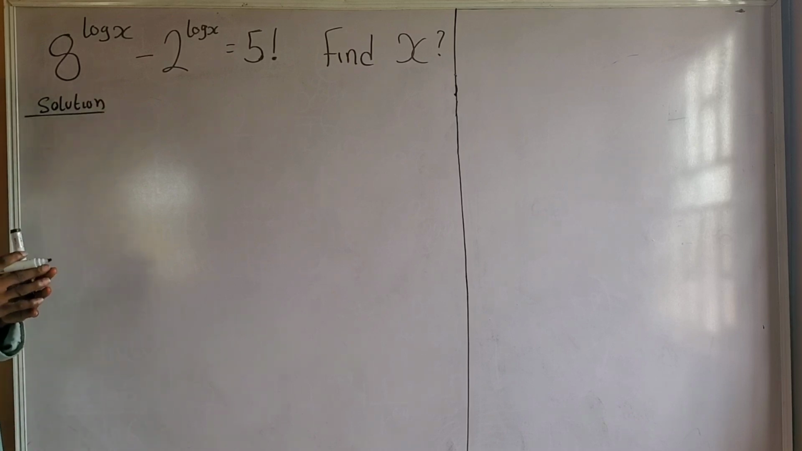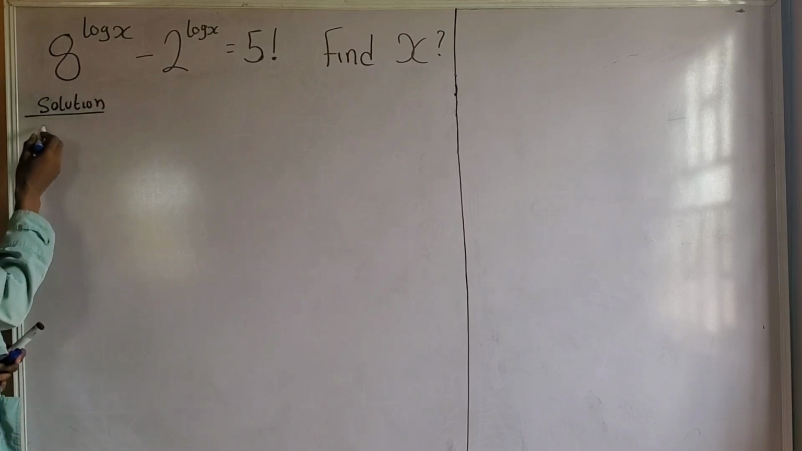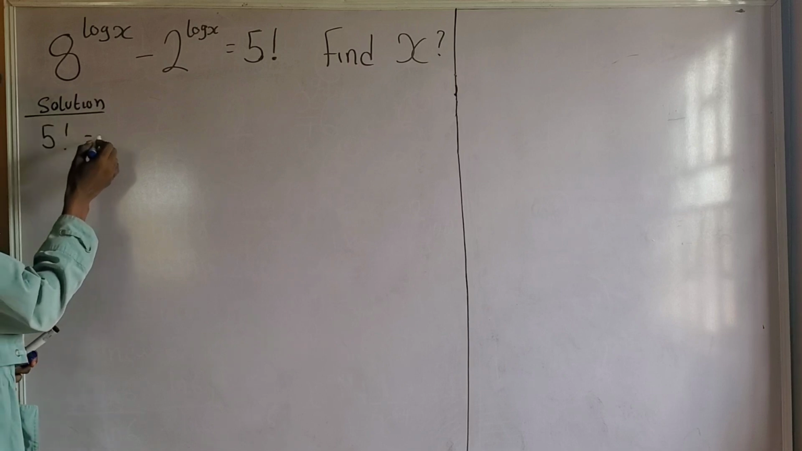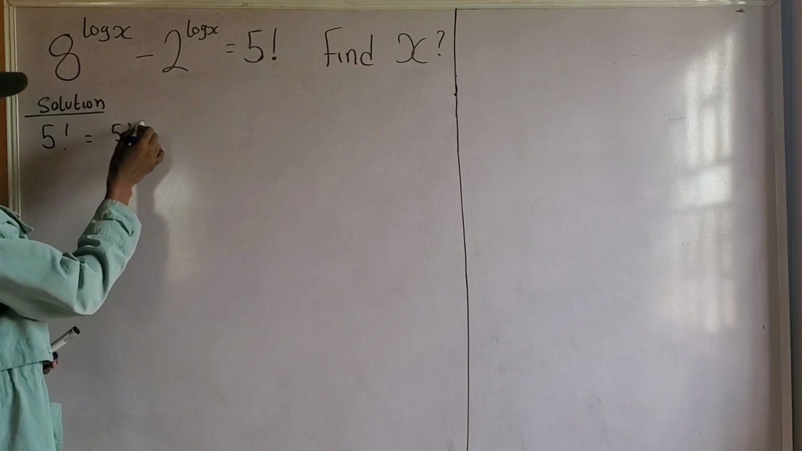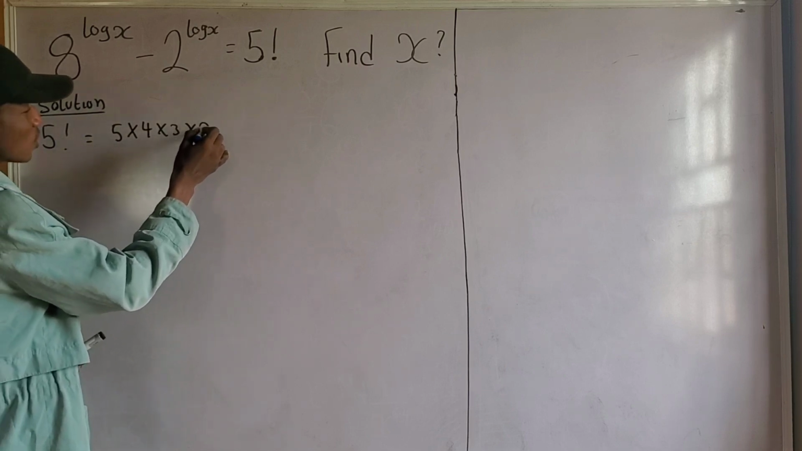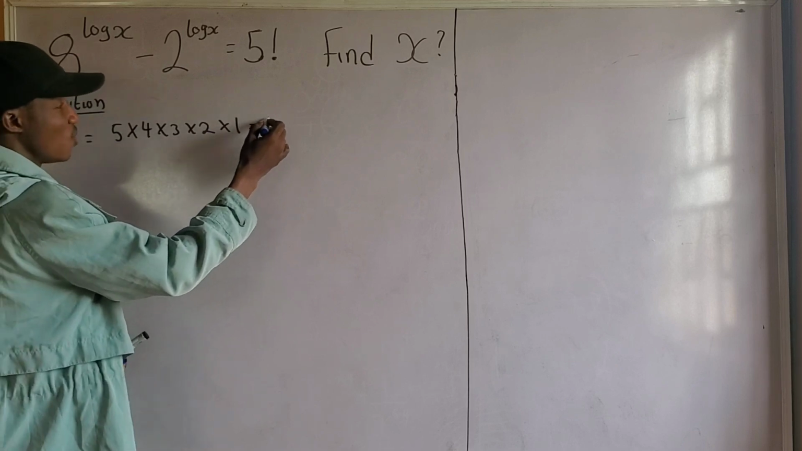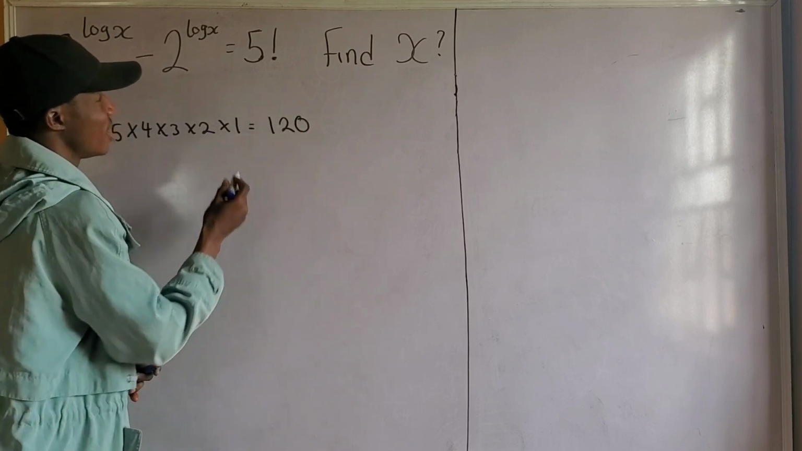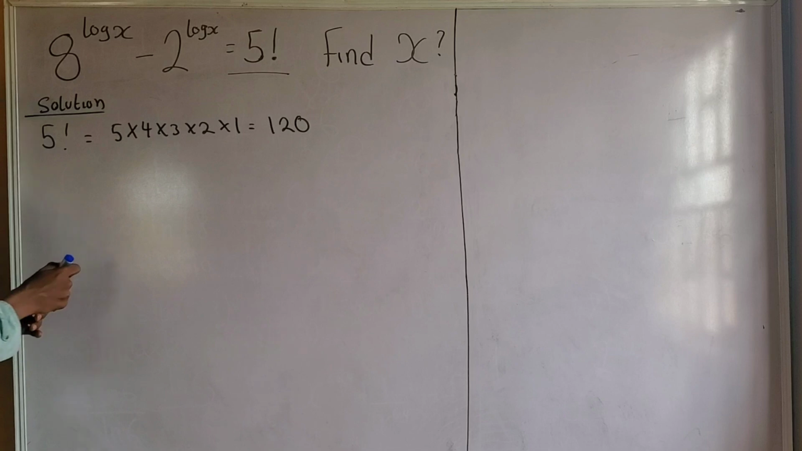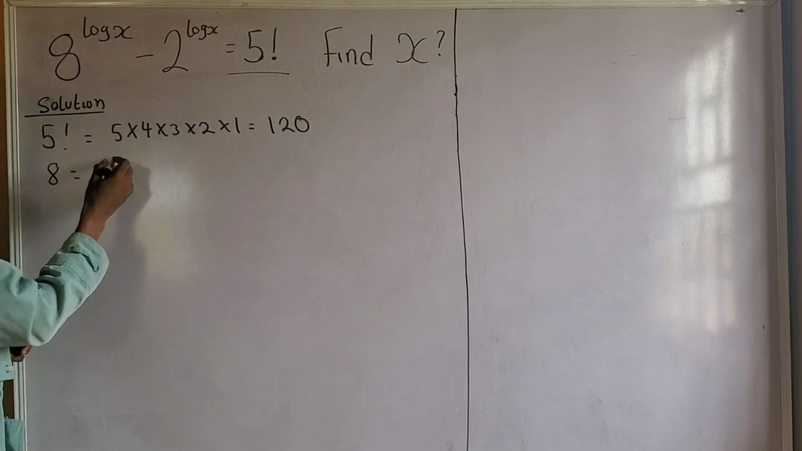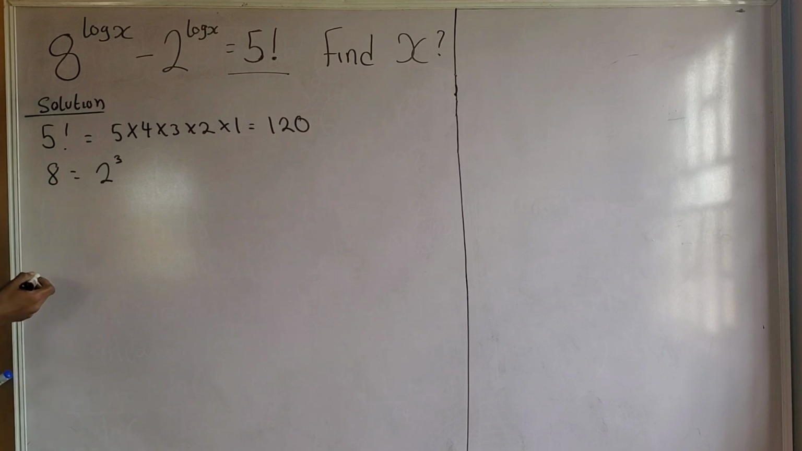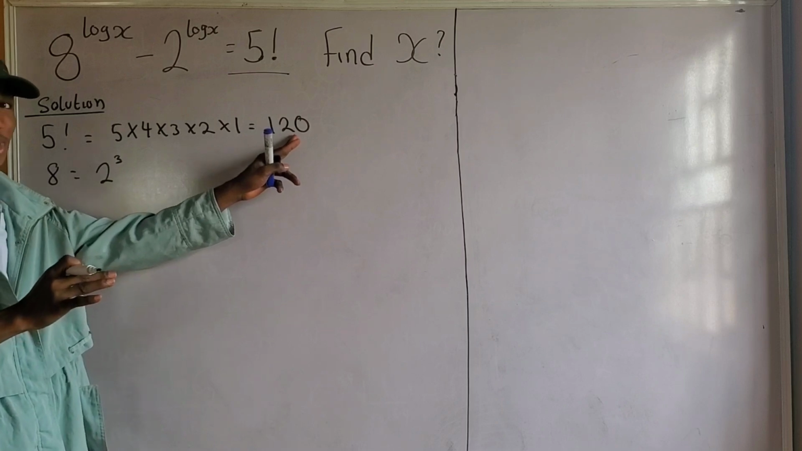Please kindly pay attention, okay? Don't forget that 5 factorial can be written as 5 times 4 times 3 times 2 times 1, and this will give me 120. Okay, so we have done this. Now, 8 can be written as 2 raised to the power of 3, right? So now let us replace 8 as 2 to the power of 3 here and 5 factorial as 120.